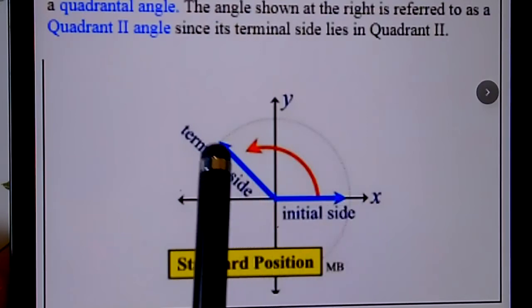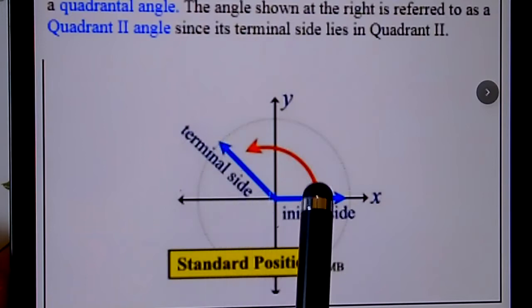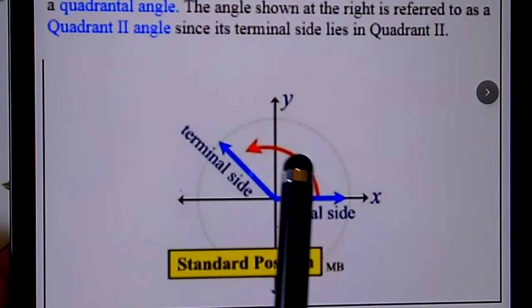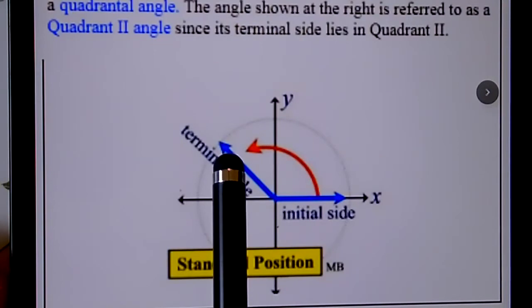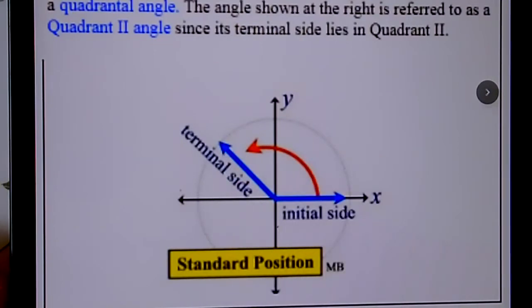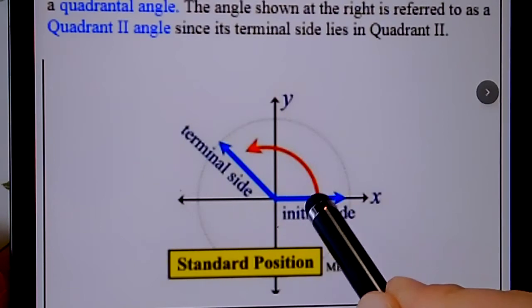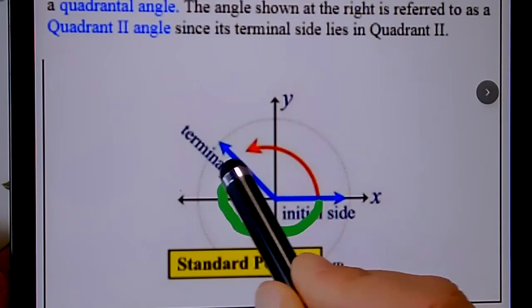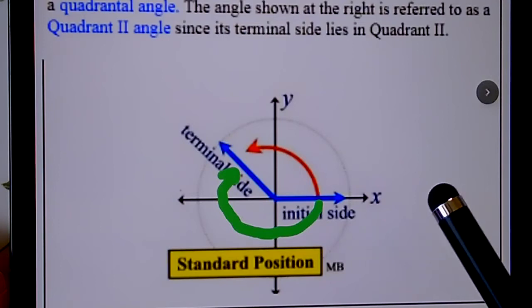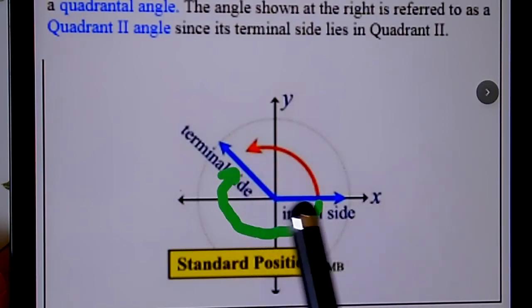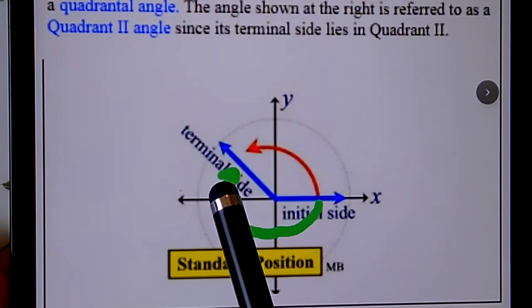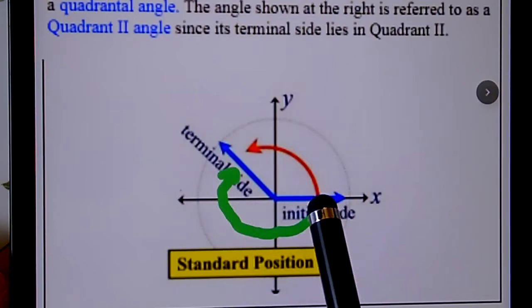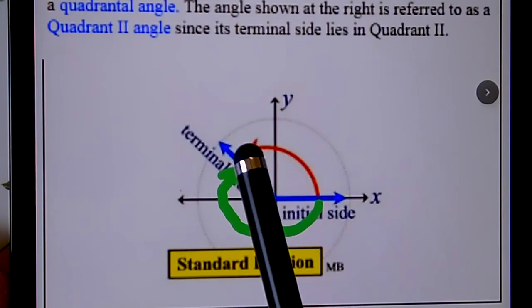And then we draw the other ending side, which we call the terminal side, and we show the direction. You see that it's going this direction, okay? Because we can also have angles that go the other direction. So I can have it go this direction. Okay, this would be a positive angle. This would be a negative angle. Both of them start in the same position and end in the same position. This one is covering less distance than this one.